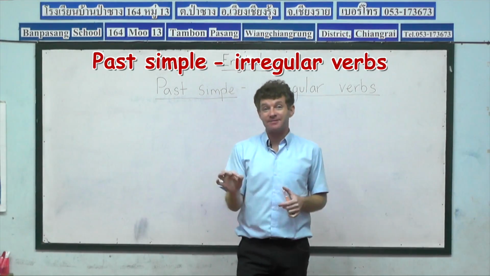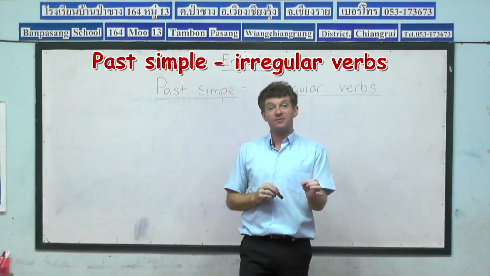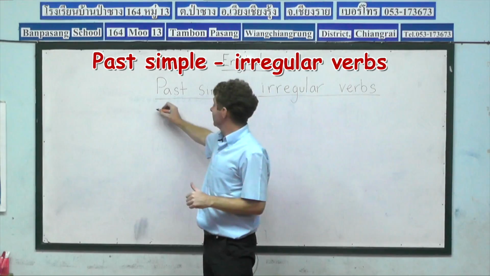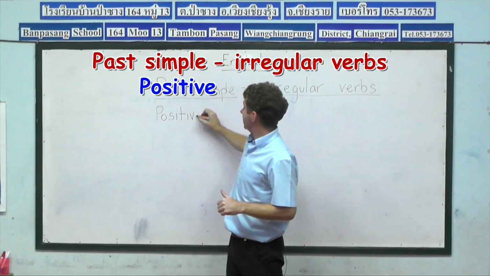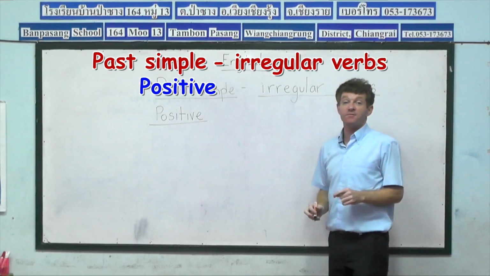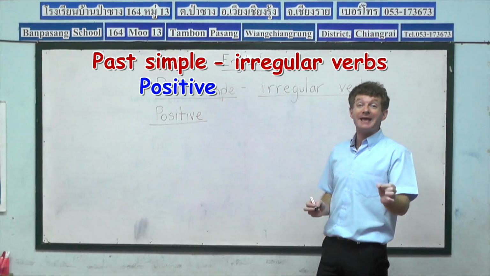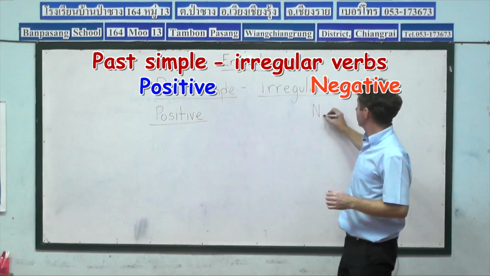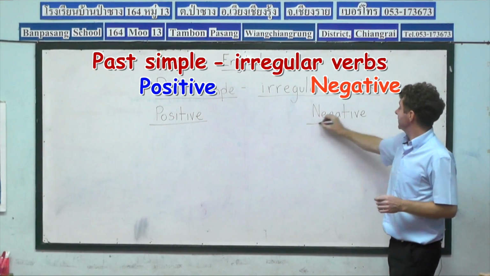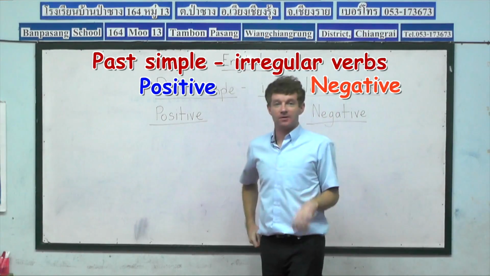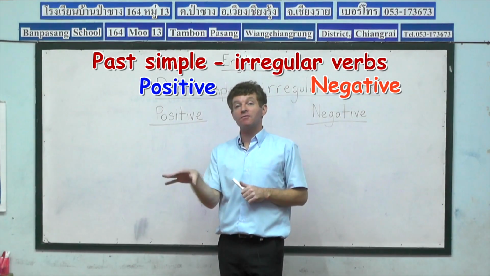We learned how to say sentences for things that have happened, which we call positive. Positive sentences describe things that have happened. P-O-S-I-T-I-V-E. Positive is something that has happened. But for things that have not happened or did not happen, we use negative sentences. N-E-G-A-T-I-V-E. Positive and negative.